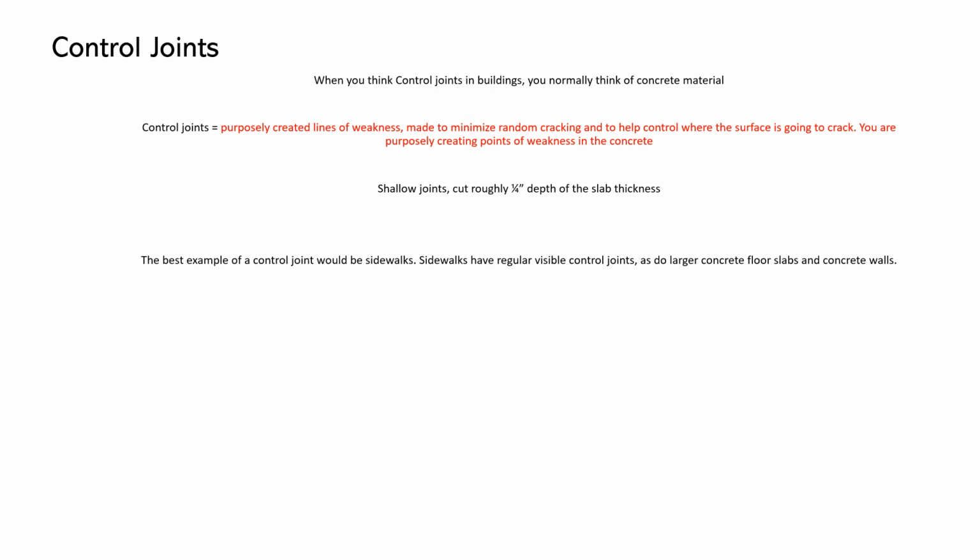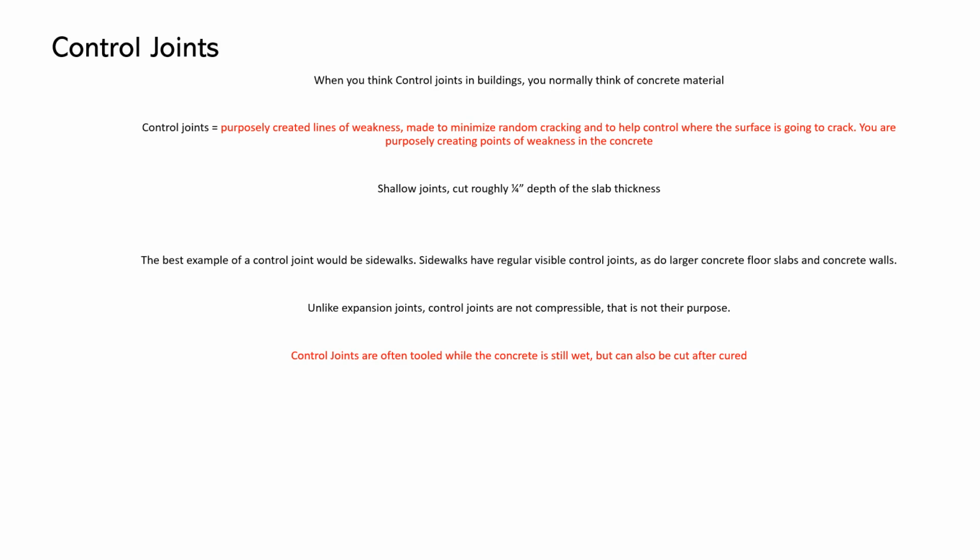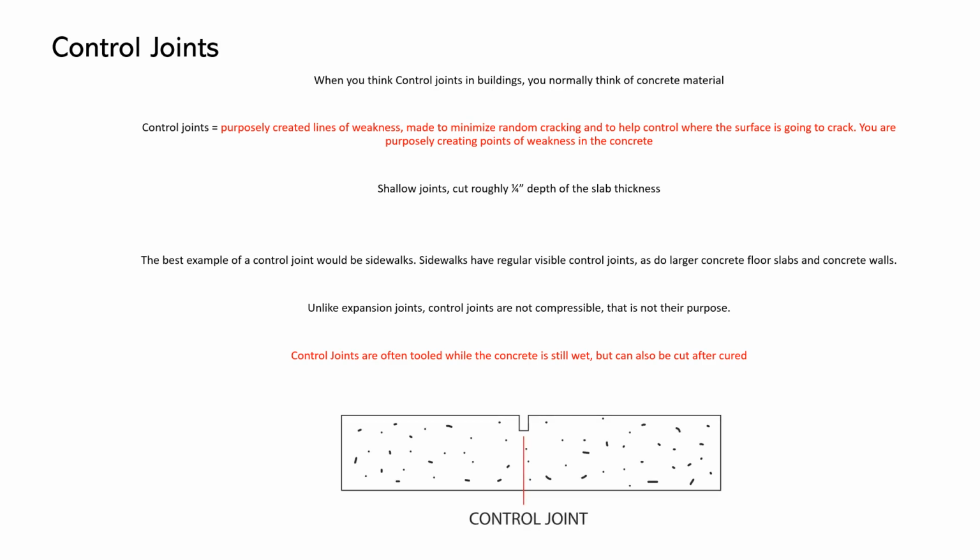They have regular visible control joints, as do larger concrete floor slabs and concrete walls as well. And unlike expansion joints, control joints are not compressible. That is not their purpose, so remember that. Control joints are often tooled while the concrete is still wet, but they can also be cut after the concrete's cured. And there's a quick detail of a control joint. Commit that to memory. Very simple detail. As you can see, control joints are one of the simpler joints.